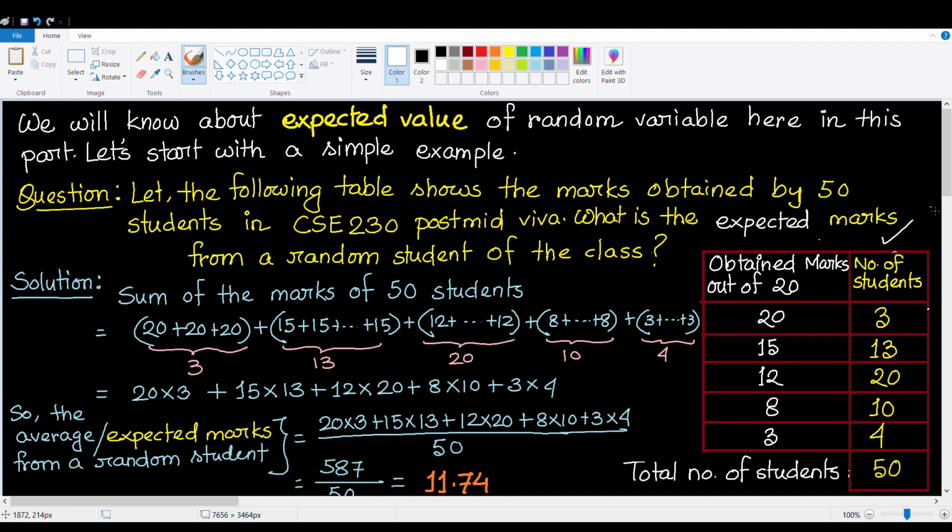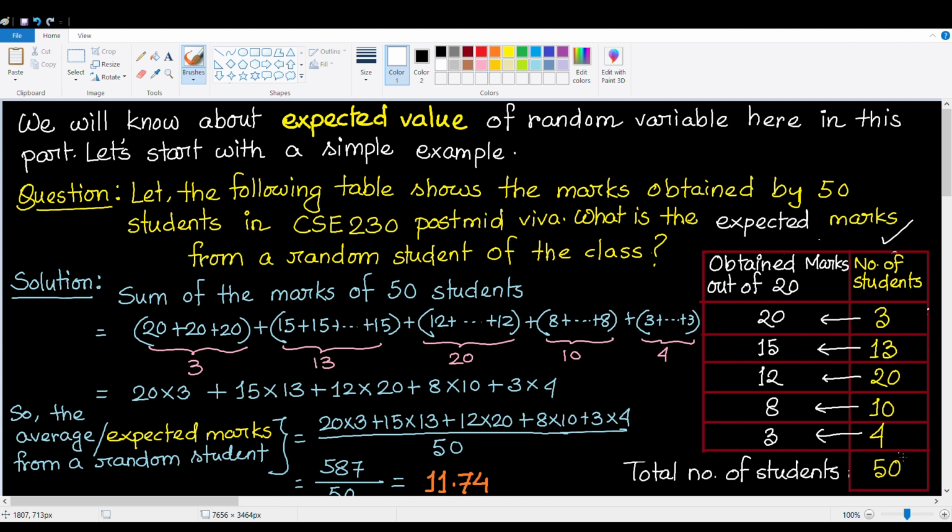This is the question. So you see that 3 students got 20 out of 20, 13 got 15, 20 got 12, 10 students got 8, and finally 3 was obtained by 4 of the students. So in total there are 50 students here. Now, what is the expected mark if we choose a student randomly? If you think that the expected mark of a random student whose mark is unknown to you is the average, then you are right, because that makes sense, right?